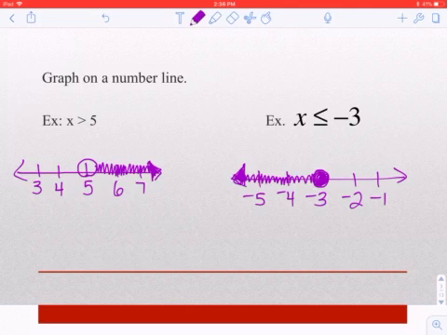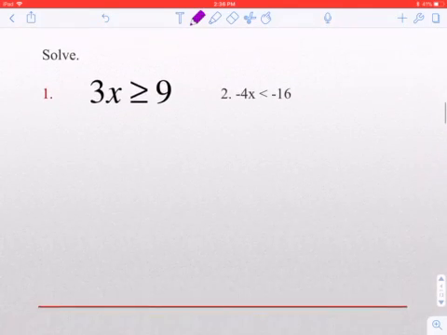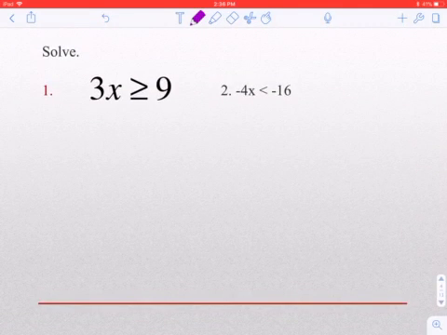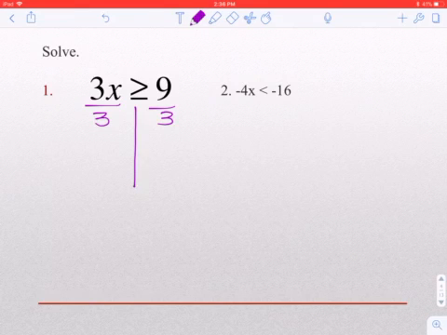-4 is less than -3, -5 is less than -3, and so on. This part should be a review. What we're going to add today is that we are going to solve our inequality and then graph it. So looking at number 1, your goal here is to get x by itself. So if I'm trying to move over the 3, the opposite of multiplying by 3 is to divide both sides by 3. You can still draw in your algebra wall if that makes you feel comfortable.